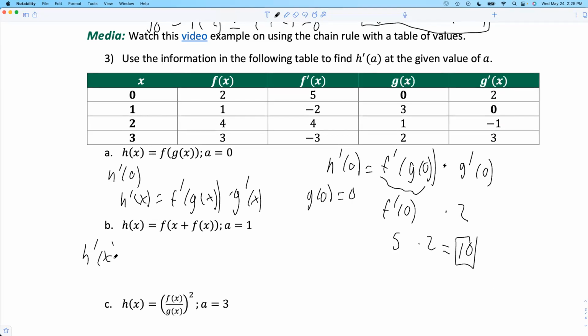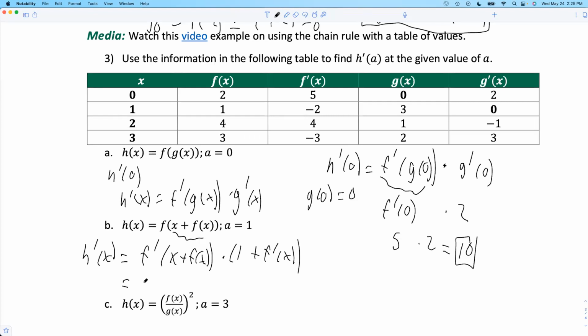H prime of x will be the outside function, f prime, leave the inside alone, times the derivative of the inside. So the derivative of all this stuff. What's the derivative of x? 1. And what's the derivative of f? F prime. So chain rule, the derivative of the outside evaluated at the inside, leave the inside alone, times the derivative of the inside.